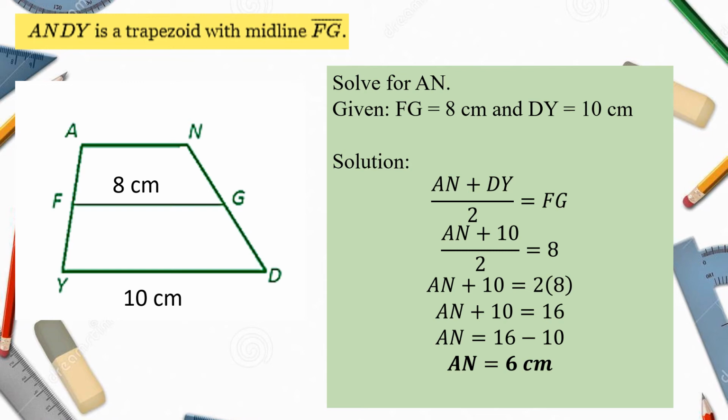So, let us substitute kung tama nga. So, we have 6 plus 10 over 2, kasi AN is equal to 6. So, we have 16 over 2. Is it equal to FG, which is 8? Yes. So, we have 6 plus 10, 16 divided by 2 is equal to 8. Sabi nga natin kanina, FG is equal to 8. So, meaning we got the correct answer.